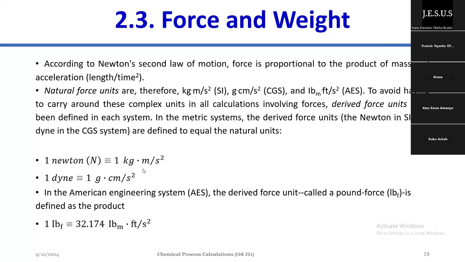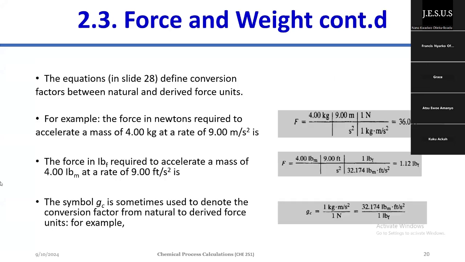So the whole idea is if you have 1 kilogram here, because a Newton is kilogram meter per second squared. If I convert this kilogram to pound mass, and convert this meter to feet, I'm going to get 32.174 pound mass feet per second squared. And this whole thing is called a pound force. So you can try out this example.